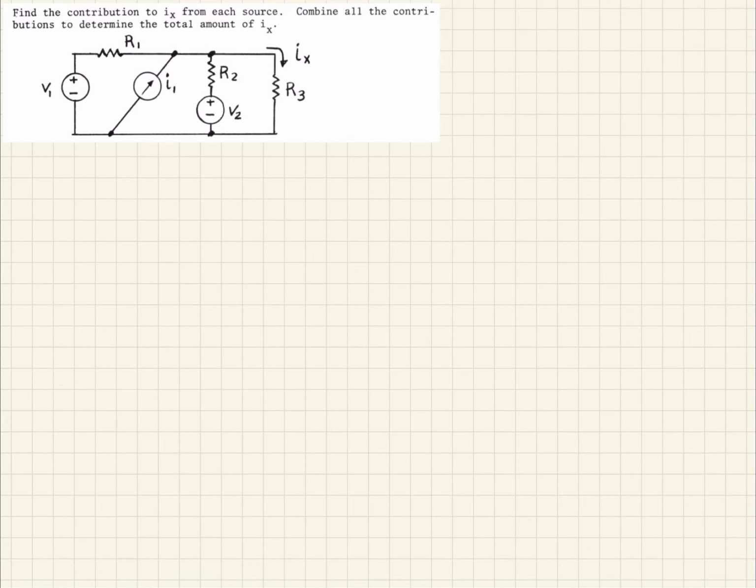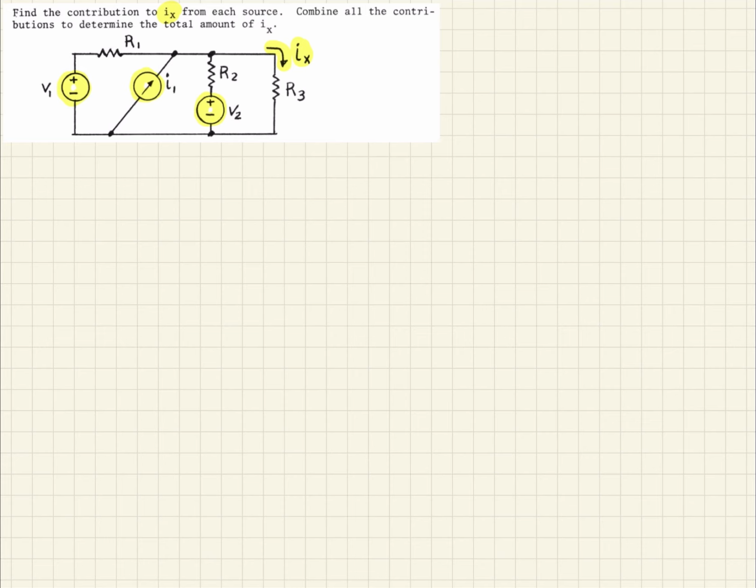So in this example, we're given a circuit that has three sources. We have a voltage source V1, we have a voltage source V2, and we have a current source I1. And we're asked to find the contributions from each source to IX, which is this current here flowing through R3. You notice there's no values given for anything, so we're just going to be setting up equations. And the only way to do that, to find the equation from each source, is to use superposition. So let's see how we go about that.